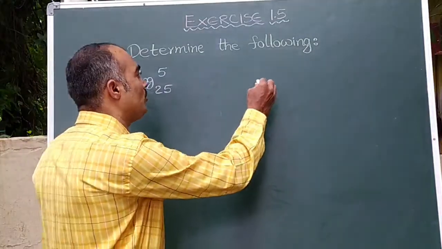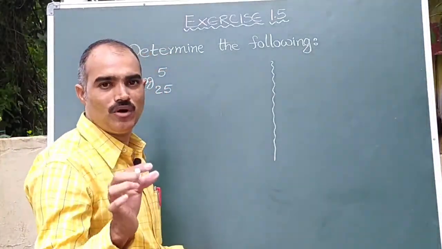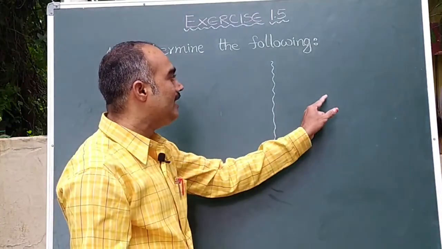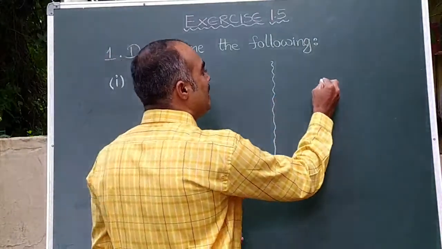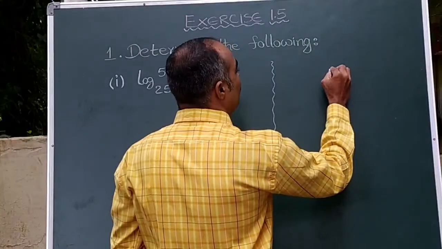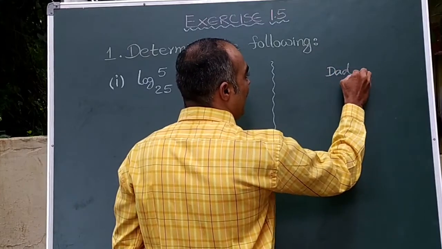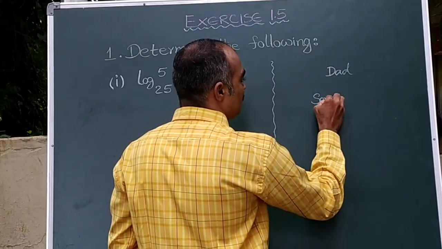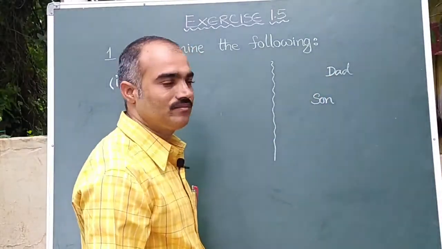Before solving this problem, I would like to narrate a small story. It's a small and short story. It has a link with this problem. So let us see here. For example, there are two people, a dad and a son. One is dad and another one is son.